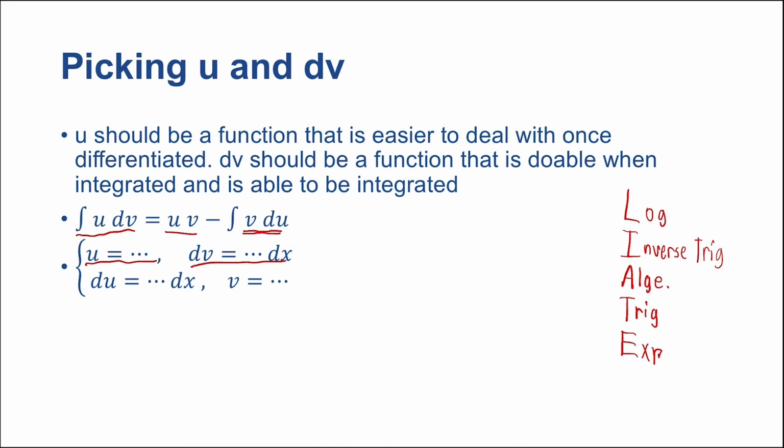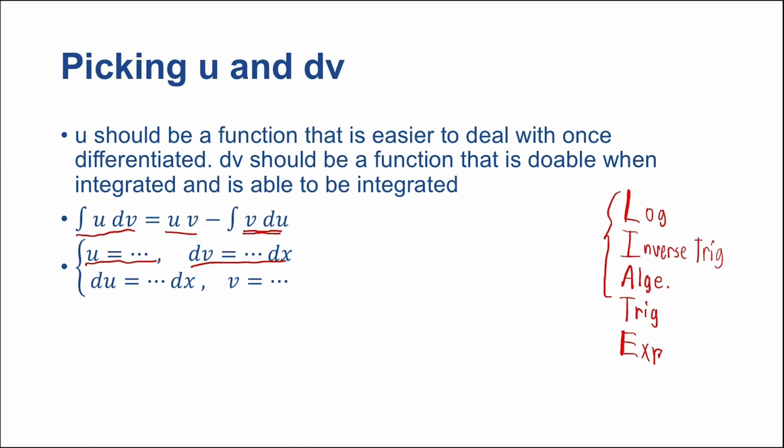Now let's go over why this is the case. So this is going up, so this is what we really want to pick for our u. This is what we don't want to pick for our u down here. So let's go over why these are good things to pick for our u and bad things to pick for our u. So the logarithmic, inverse trig, and algebraic functions, these are all functions that when I differentiate them, they become a lot less tricky.